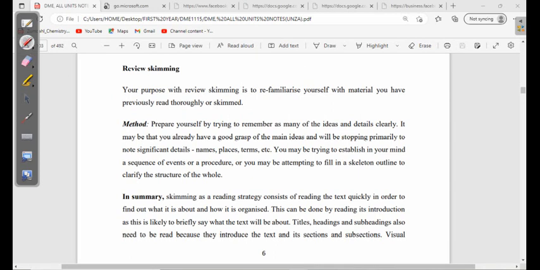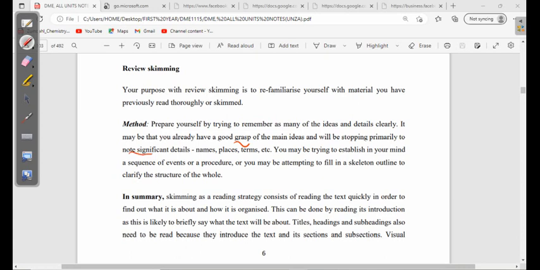So in the method that you use when you're talking about review reading, remember you are re-familiarizing yourself. You want to read it again so that you know it again. Maybe there's something that you've forgotten. So prepare yourself by trying to remember as many of the ideas and details clearly. So you read and you try to remember what you read at first in preview and overview. And then it may be that you already have a good grasp of the main ideas and you'll be stopping primarily to note significant details.